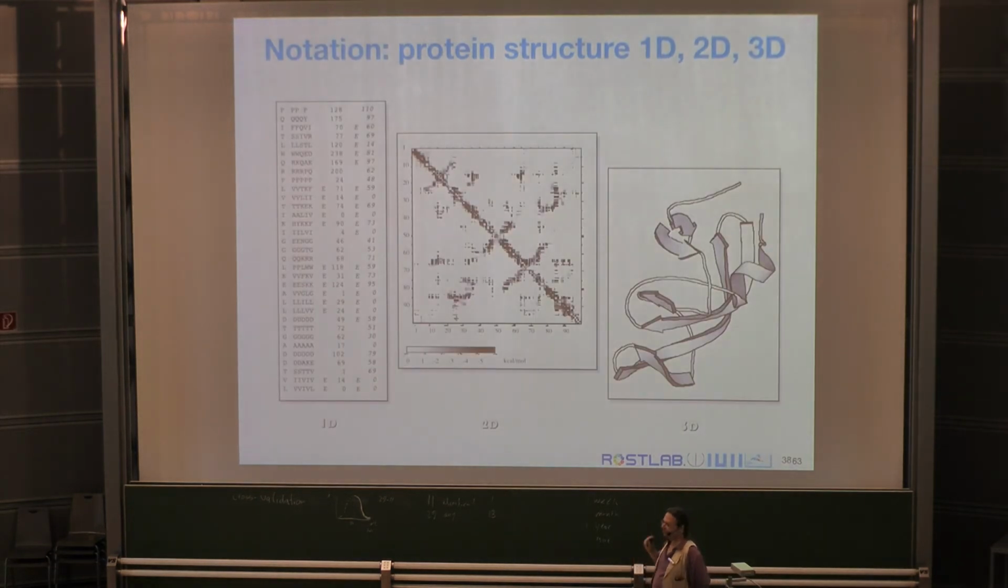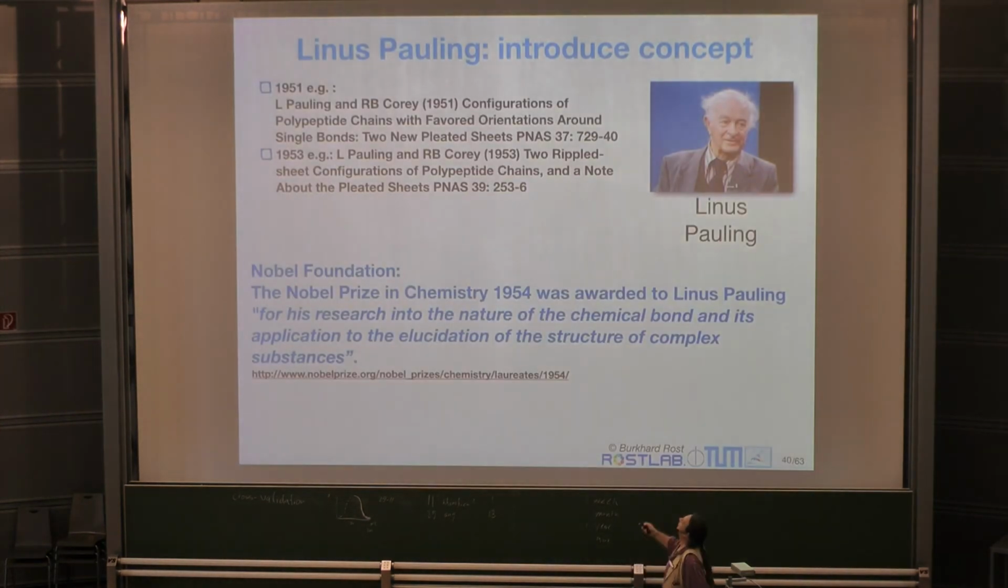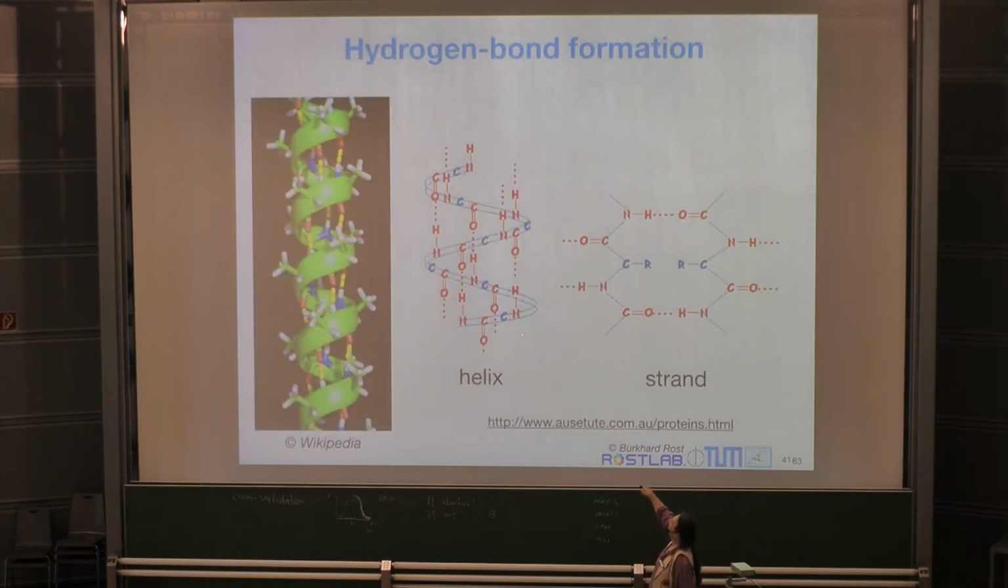Okay, again, 1D, 2D, 3D. 3D, I'll get back to it at the later part of the lecture, but now I'm going to say, assume we cannot do 3D. What simpler descriptors of proteins do we have? And we already know secondary structure, which in fact is stabilized by hydrogen bonds. That concept was introduced by Linus Pauling, who got a Nobel Prize for it. And the hydrogen bond formation in the helix here is between I and I plus 3, I and I plus 3, and so forth and so on.